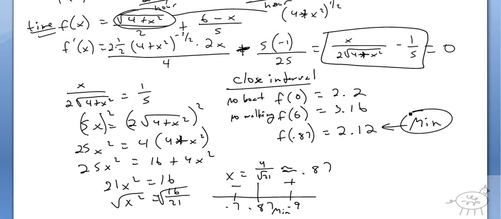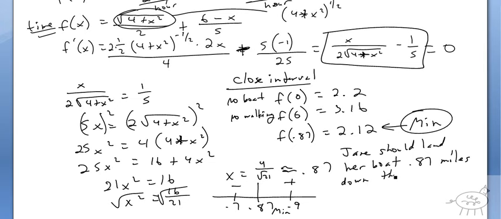Which means our answer in all words here: Jane should land her boat 0.87 miles down the shore from the point nearest the boat.